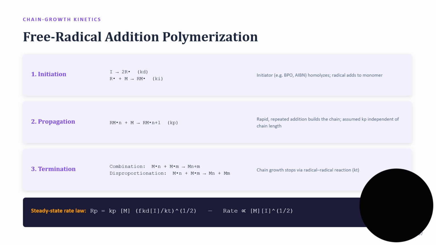Free radical addition polymerization. Let's now derive the kinetics of chain growth polymerization, starting with the free radical mechanism. This has three distinct steps, and you need to know each one's role. Step 1, initiation. An initiator, commonly benzoyl peroxide or AIBN, undergoes homolytic cleavage to generate two radicals with rate constant kd.